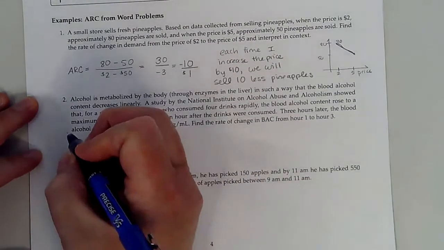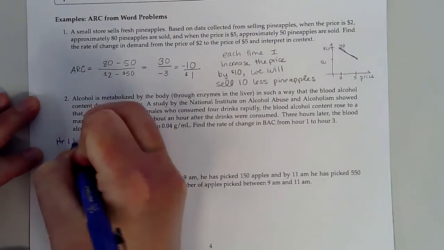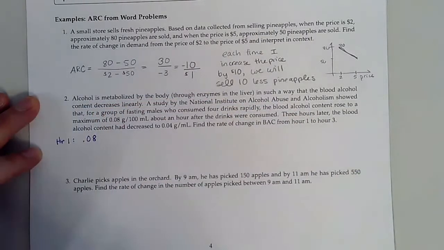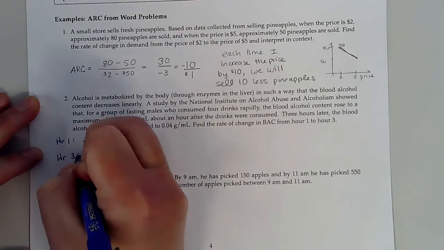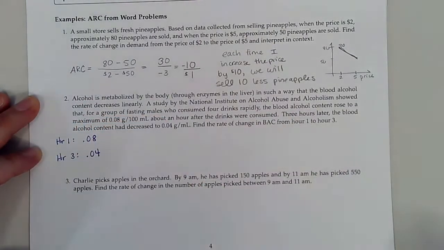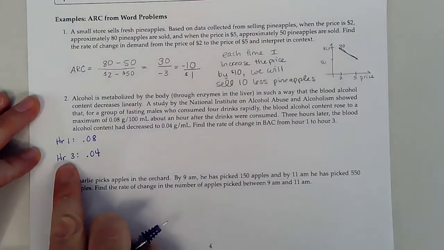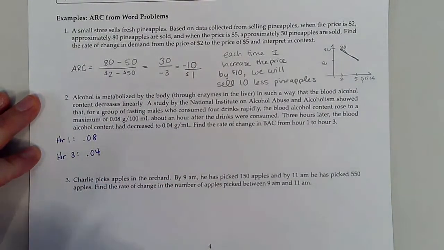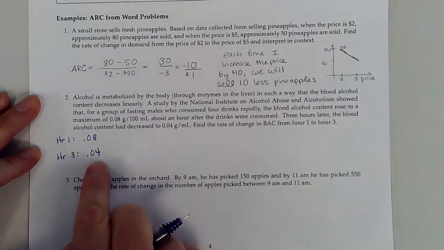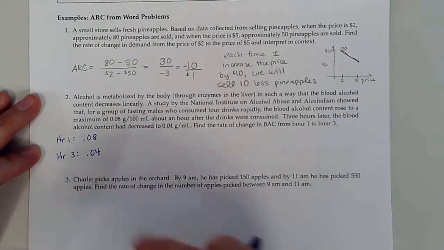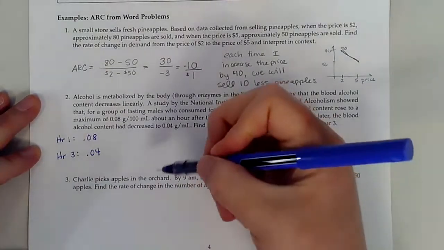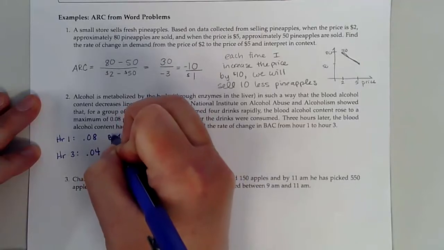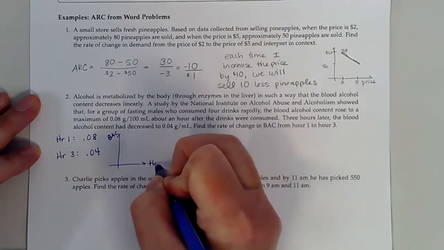So we have hour 1 and we have 0.08 as the level, and then at hour 3 we have 0.04. If we're looking at graphing this, time is usually our independent variable. So that would be on the horizontal axis, or the x-axis. And then these blood alcohol contents would be our dependent variable. That's the thing that we're going to measure. And so that'll be on the vertical axis, or the y-axis.